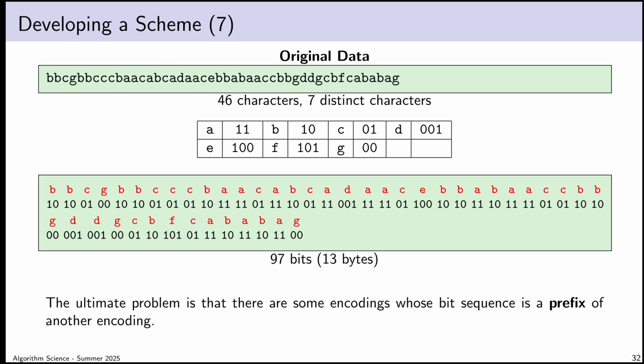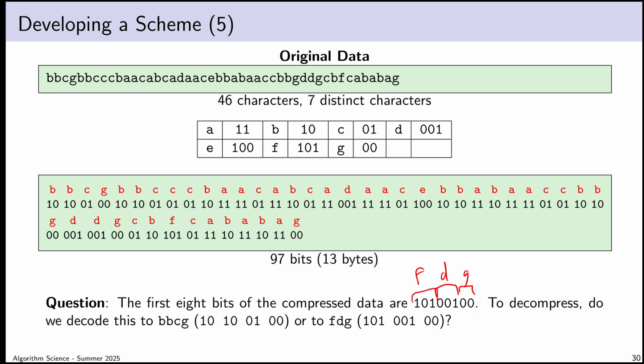So the ultimate problem is actually just that there are some encodings whose bit sequence is a prefix of other encodings. And so if we go back to the example with BBCG versus FDG, well, the problem there was, if I look at the encoding for B, the 2 bits for B are the first 2 bits of the encoding for F. So if I see 1, 0, have I just seen the entire B, or have I just seen 2/3 of an F?